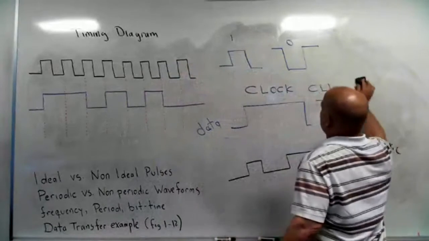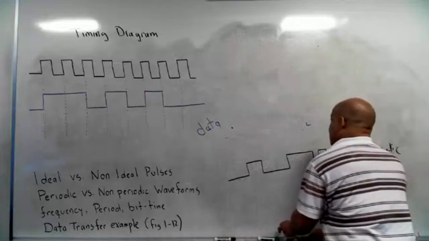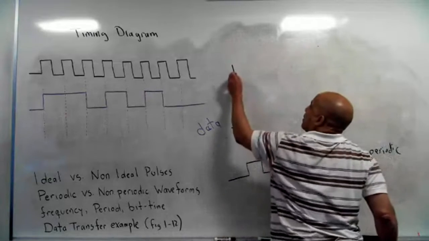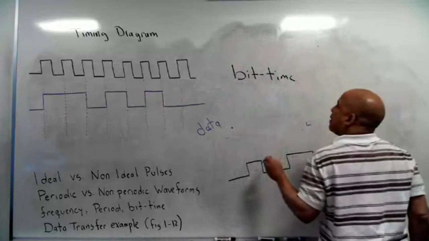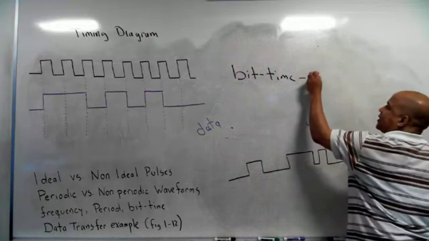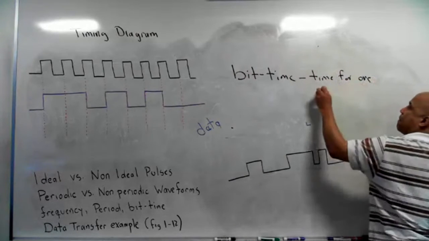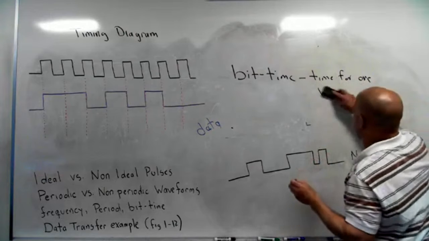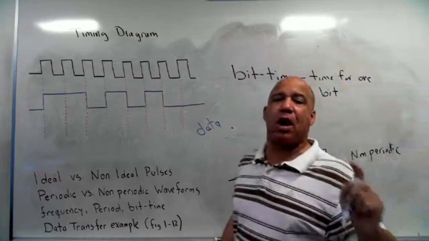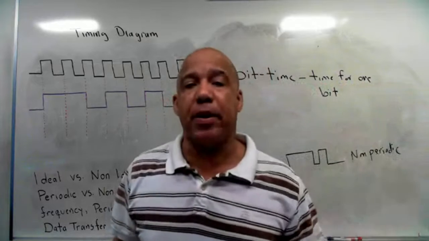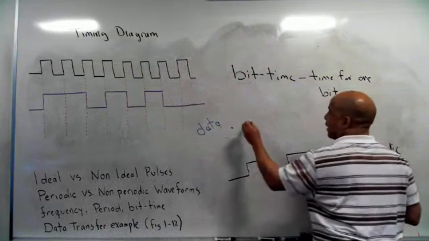The bit time. So let me write that down. Bit time. So the bit time is the time for one bit, but more importantly, the bit time is always equal to the period of the clock. The bit time is always equal to the period of the clock.